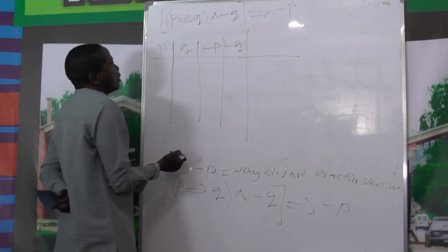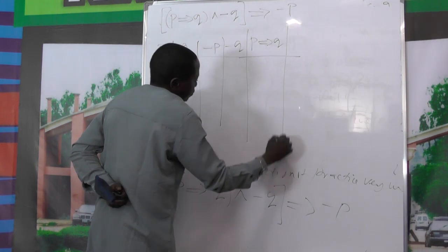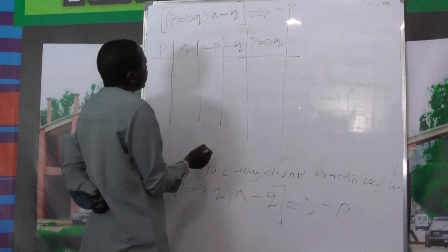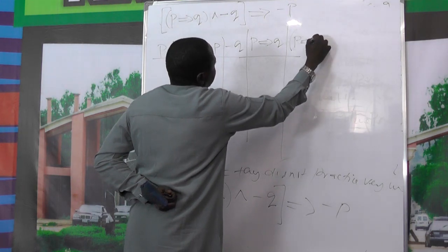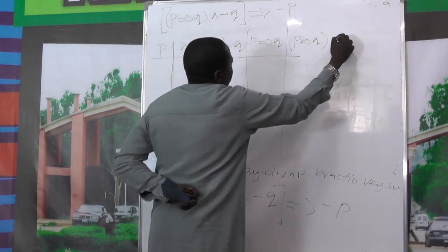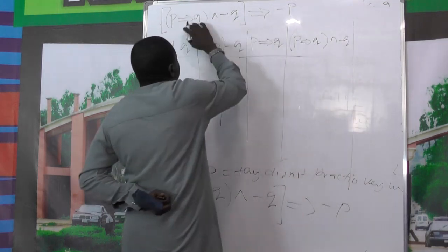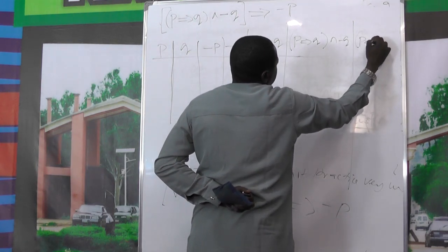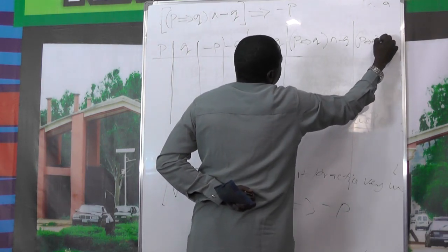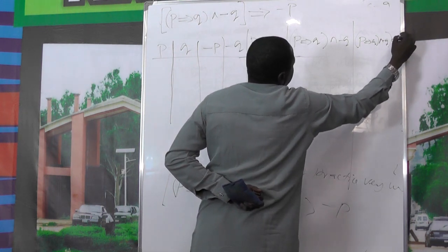We can see P implies Q. We can also see P implies Q and minus Q. Then lastly, we can see everything: P implies Q and minus Q. Then everything implies minus P.